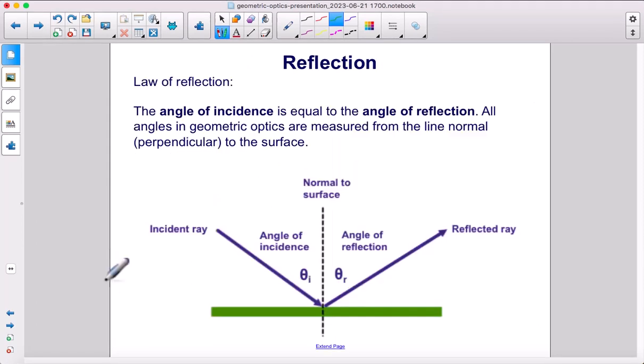The law of reflection states that the angle of incidence is equal to the angle of reflection. All angles in geometric optics are measured from the line normal to the surface. So here's our surface, here's our normal line that's perpendicular to the surface, and we're always going to measure our angles to the normal, not this angle here.